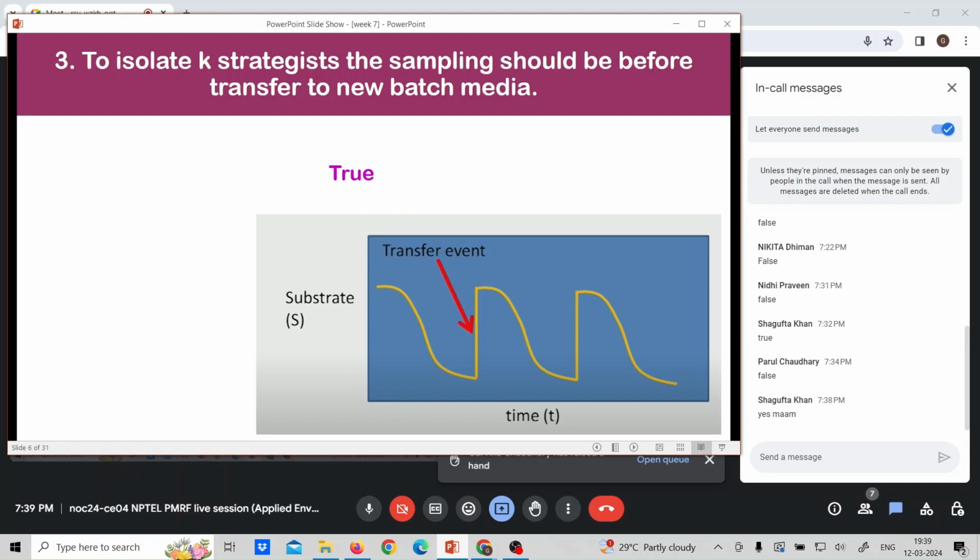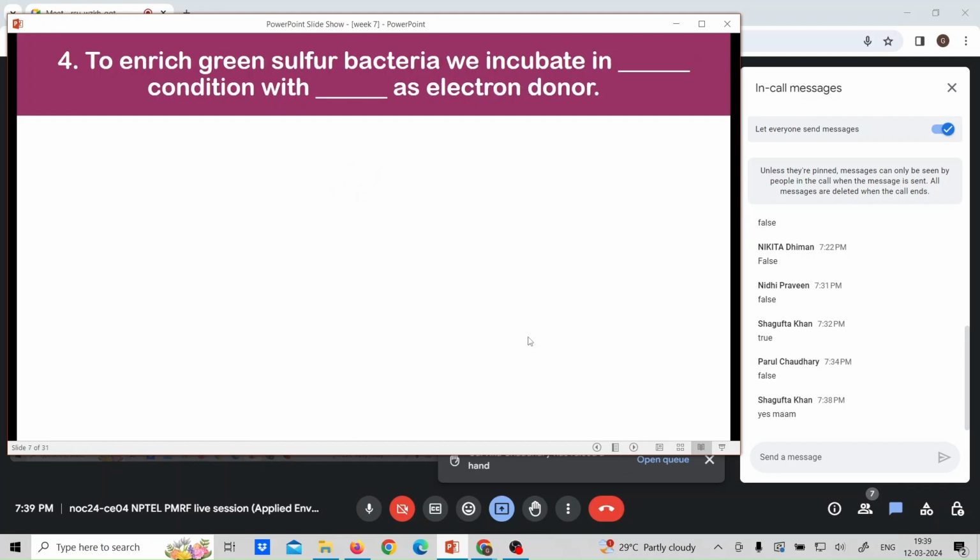Okay, I think I've got a couple of responses for it. If you want me to repeat, just put it in the chat box so that I can repeat. So for now, I'll just go to the fourth question. I'm asking about the oxygen concentration and the electron donor for green sulfur bacteria.